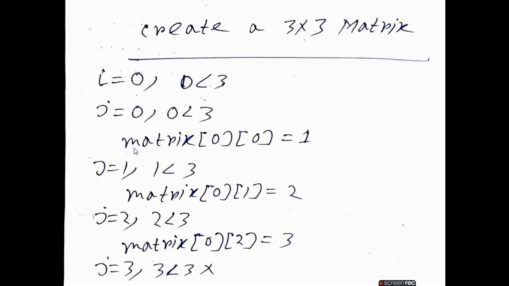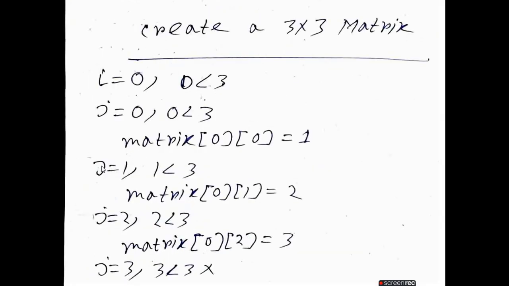Now mat[i][j], what is it about the matrix? Here mat means matrix; it is the same, just a matrix. So what is the i value? 0. The j value is 0. That means matrix[0][0] is stored with 1. This is row 0, column 0, stored with 1. Now increment j, it becomes 1. So 1 is less than 3. Yes, 1 is less than 3.